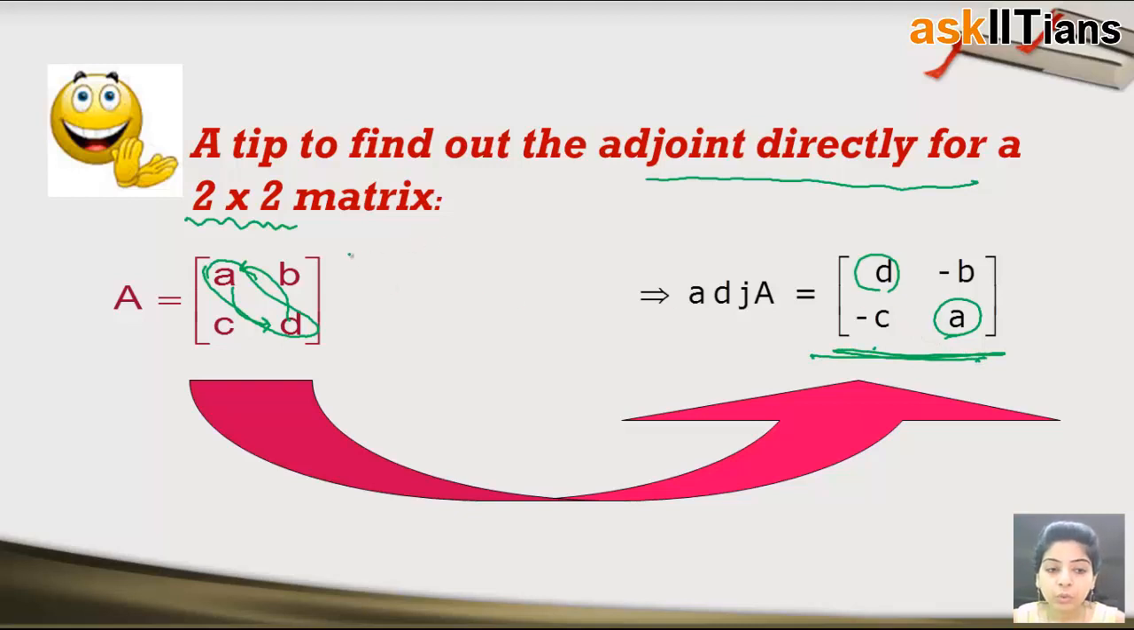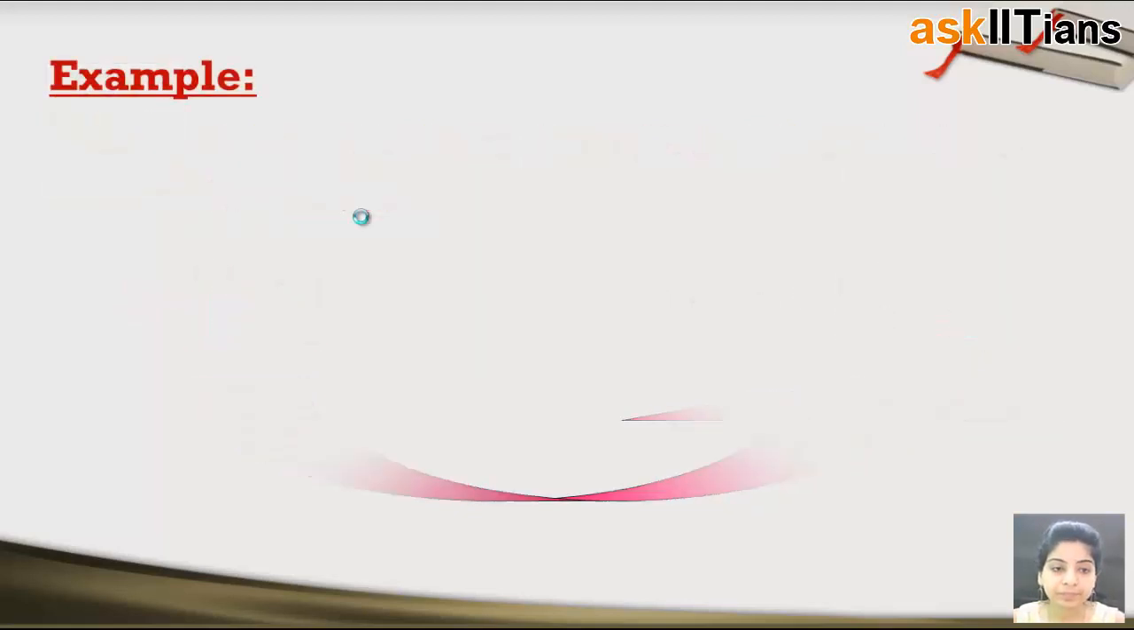So what did I do? You just need to interchange the principal diagonal elements, and the rest of the elements you are to negate. So you'll get the direct adjoint of the matrix. No need of any kind of computations, right?